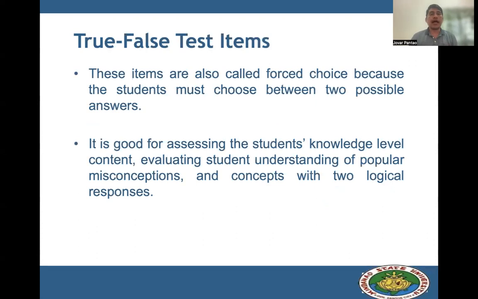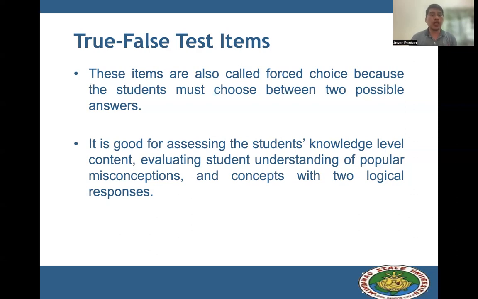Now, true or false items are also called forced choice because the students must choose between two possible answers. So in true or false, there are only two options. One is true, the other is false. So students will be forced to choose between the two alternatives for them to respond to the question being asked in every item. It is also good for assessing the student's knowledge level of content, evaluating student understanding of popular misconceptions and concepts with two logical responses.